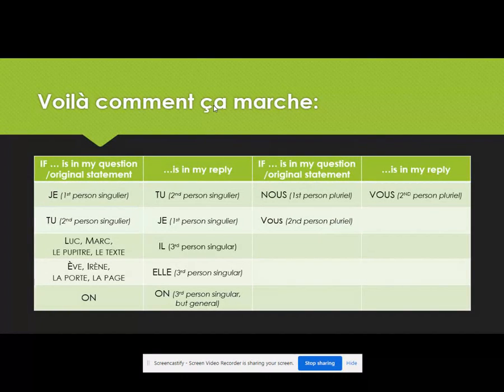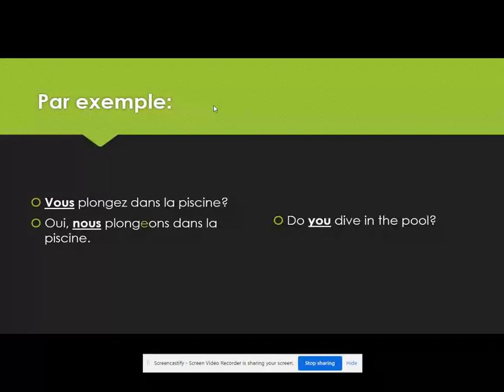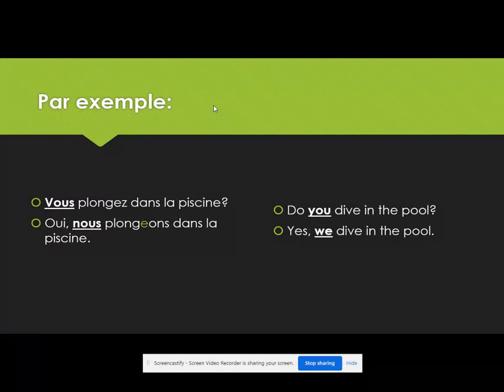If vous is in your original question or statement as a plural you all, then you will answer with nous in your response. So, vous plongez à la piscine. Do you, as in you all, dive in the pool? Oui, nous plongeons dans la piscine. Yes, we dive in the pool. And you can see there that we know that the vous was plural, already established, and then answering with nous just kind of drives that in further.